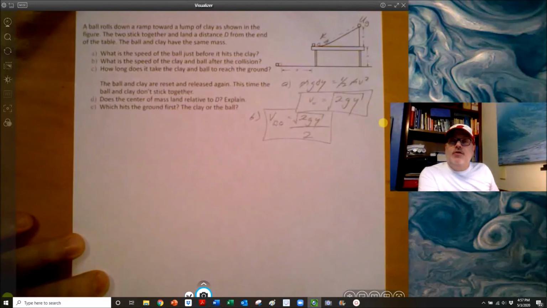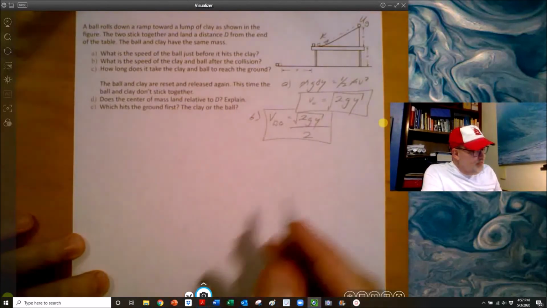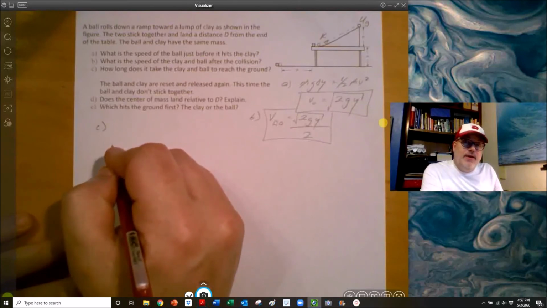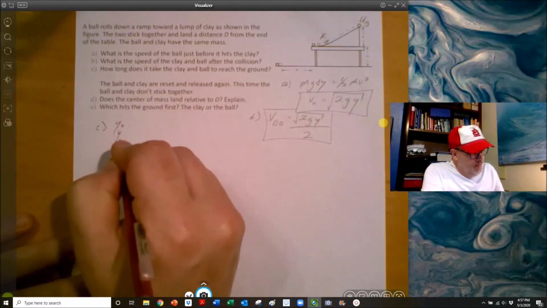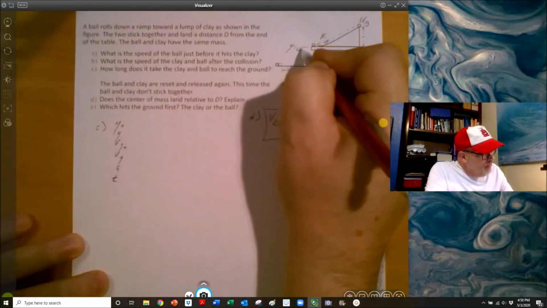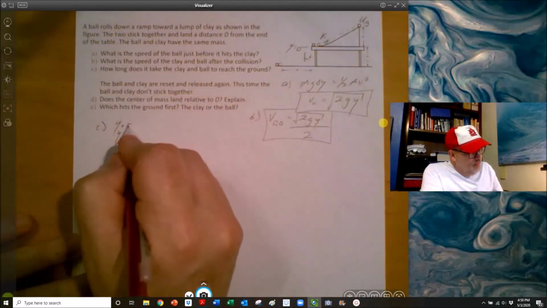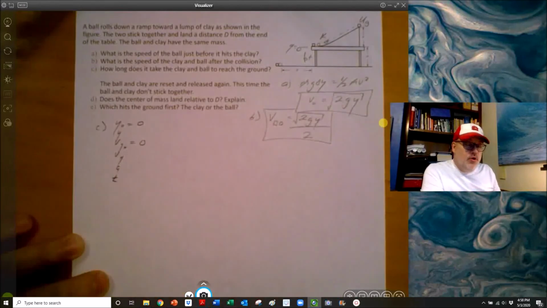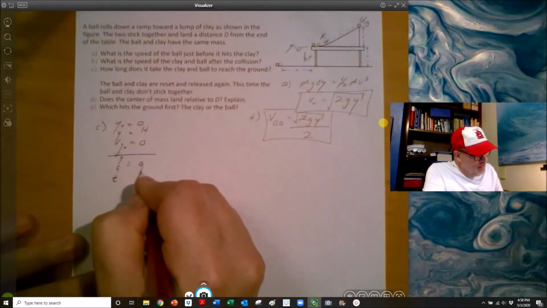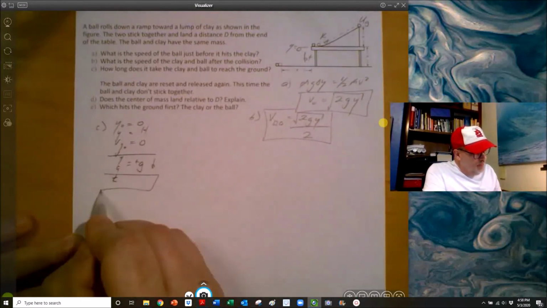Part C says, how long does it take the clay and the ball to reach the ground? So here's part C. This is a kinematics problem. I'm going to call this height y equals 0, and I'm going to call down positive. So I'm going to start at a 0 position with a 0 vertical velocity. It's going to fall a distance h. I do not know the landing velocity. I do know that this is going to be g, positive, downward, and we're looking for the time.